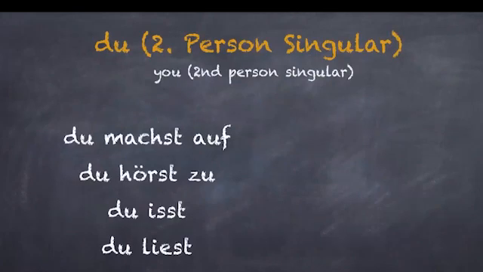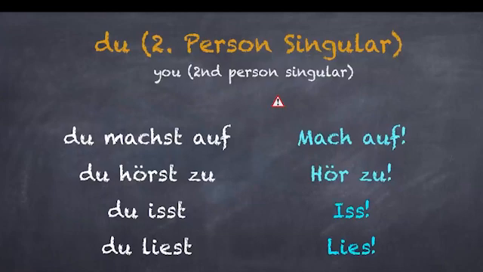Let's look at another set of verbs. Du machst auf, du hörst zu, du isst, du liest. The first 2 verbs are trennbare Verben. If you want to revise trennbare Verben, you can watch our video on the same. The link is given below. The next 2 verbs are irregular verbs. Let's see how we form the imperative of these verbs. Mach auf, hör zu, iss, lies.